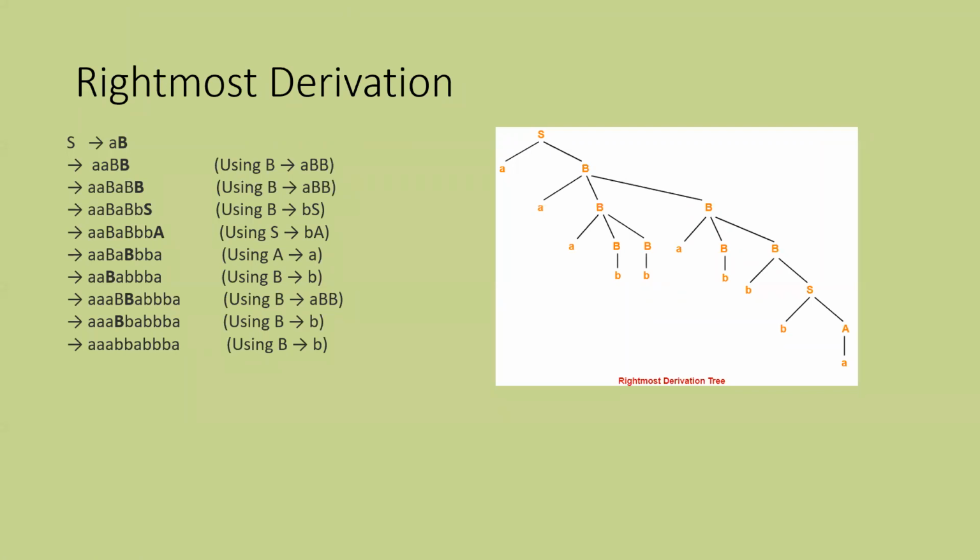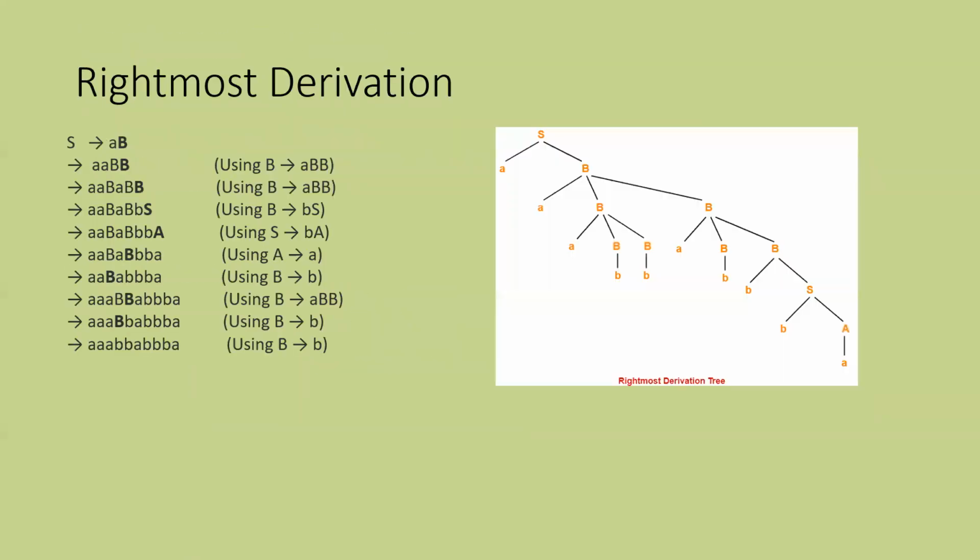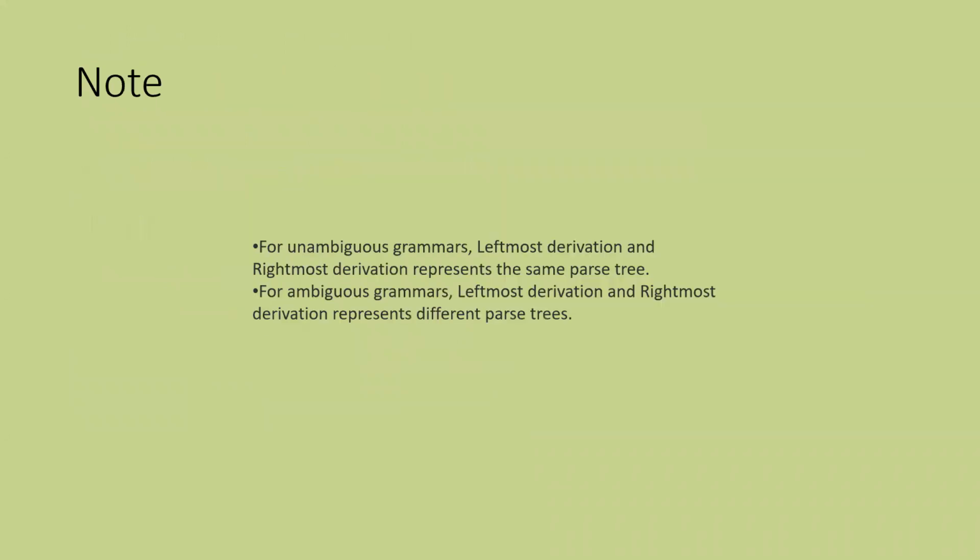So for the same context free grammar, for the same input string, if you are getting the same parse tree in leftmost derivation as well as in rightmost derivation, then we can say that the grammar is unambiguous. But if the leftmost derivation's parse tree is different from the rightmost derivation tree, then you can say the grammar is ambiguous, and you as a compiler designer or a rule designer, you need to reconstruct your grammar. So this is how the ambiguity of the grammar can be checked. So see here, for unambiguous grammar, leftmost derivation and rightmost derivation represent the same parse tree. For ambiguous grammar, leftmost derivation and rightmost derivation represent different parse trees.